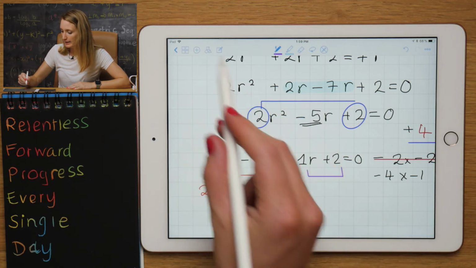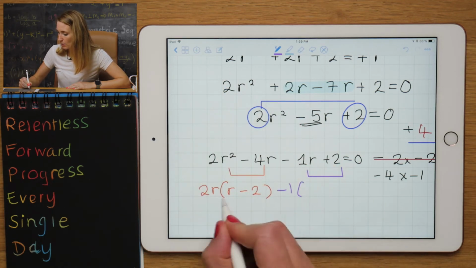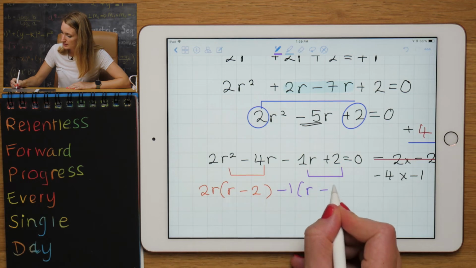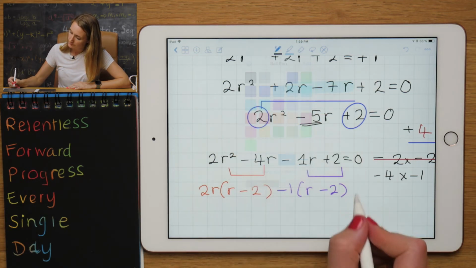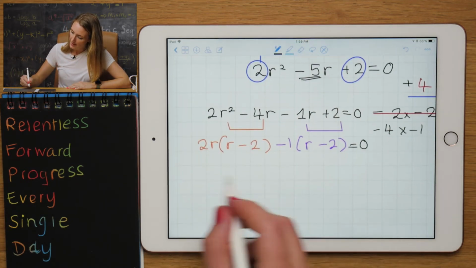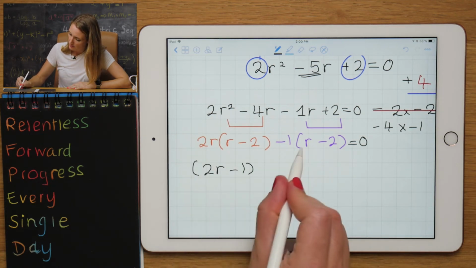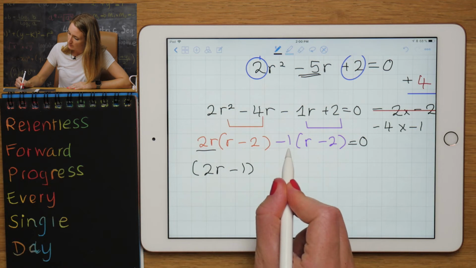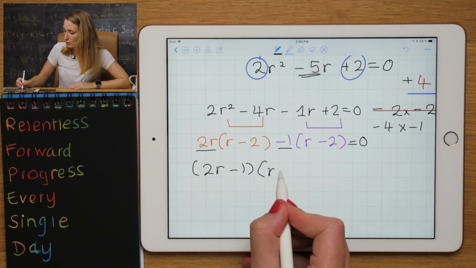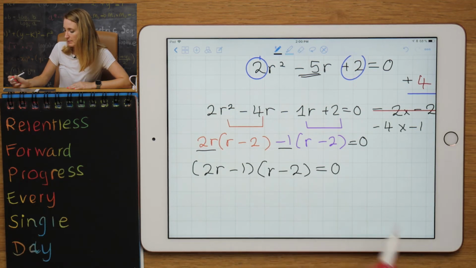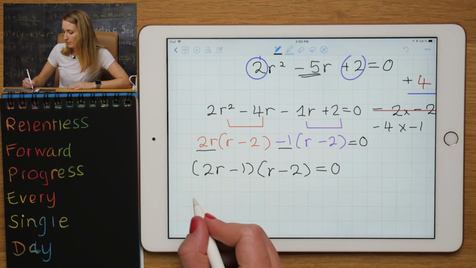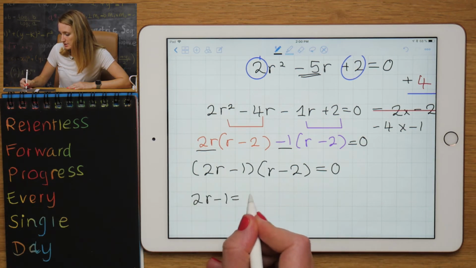I would take out minus 1. And the reason is I want this bracket and this bracket to be the same. That gives me two brackets, this one being the first, and the one that's repeated, or the one that's the same, being the second. From here, I get two solutions.